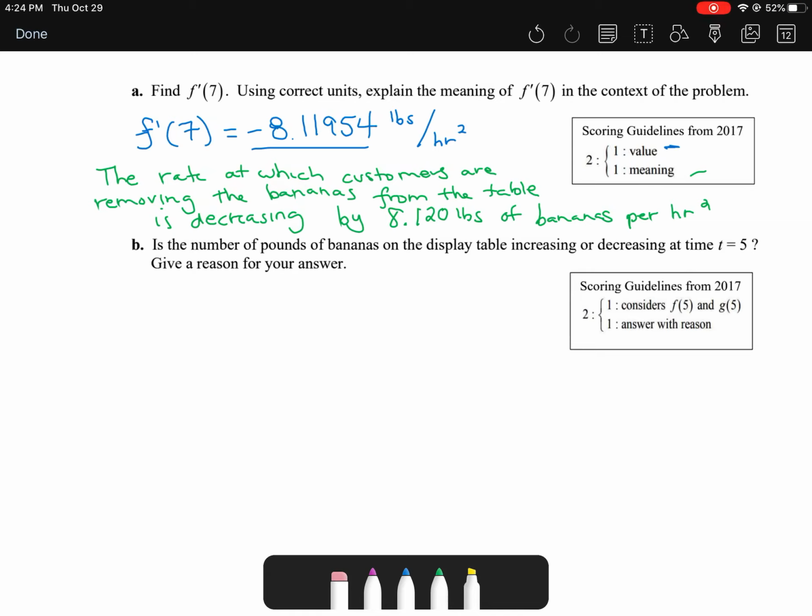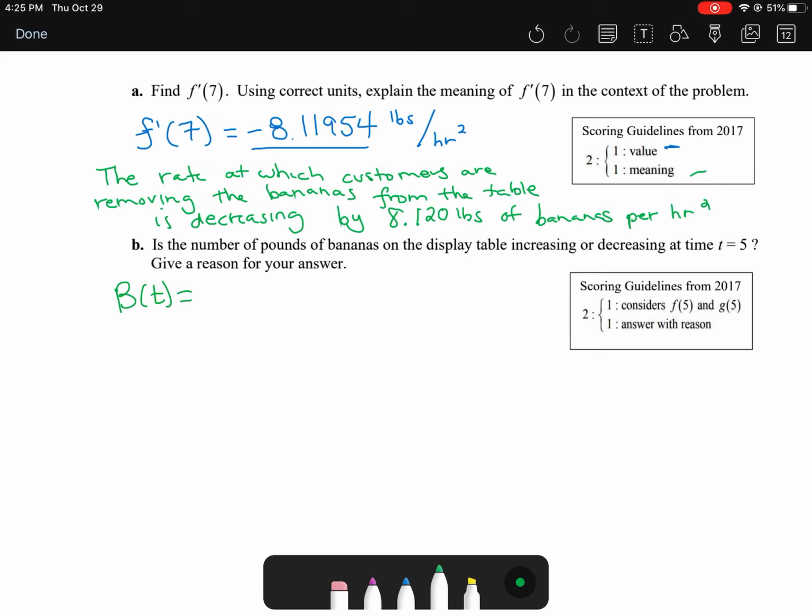Okay, is the number of pounds of bananas on the display increasing or decreasing at time t = 5? Give a reason for your answer. Okay, so I want to know, is the number of pounds of banana increasing or decreasing? So I need to figure out, well, is the rate, so that's your rate in, rate out type of problem, is it going to be positive or negative? That's going to determine if it's increasing or decreasing. So let's just say we use B of t for bananas. Okay, so again, it's my rate in, rate out.